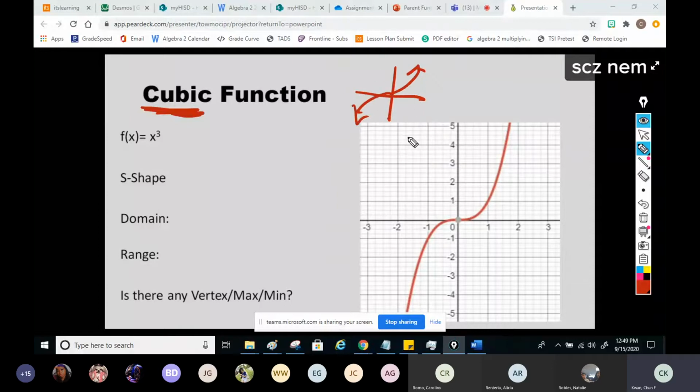That is good, that is perfect, okay? Just really quickly sketch the graph. You don't have to make it look pretty. So cubic function, the equation is f of x equals x cubed. So this is x cubed, and that's how you say it.